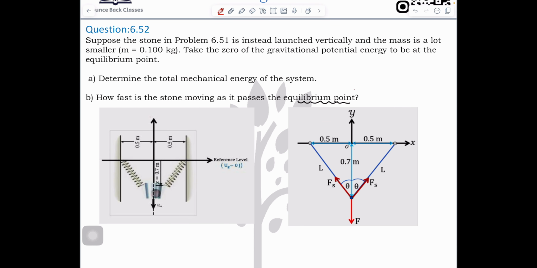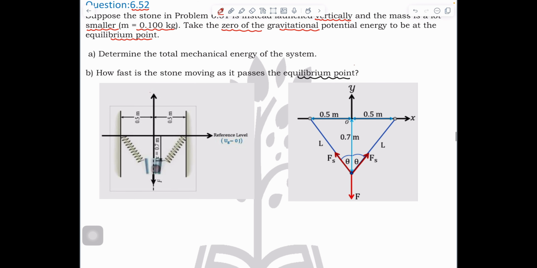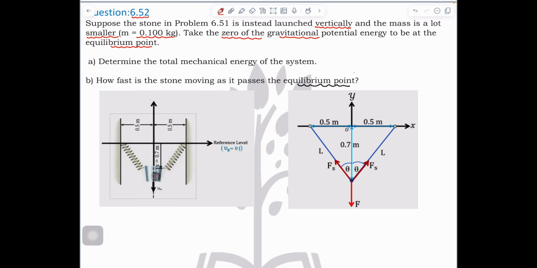Okay, now question number 2. 6.52. Suppose the stone in problem 6.51 is instead launched vertically and the mass is a lot smaller. M is equal to this much. Take the zero of the gravitational potential energy to be at equilibrium position. Okay, there are a few points we need to understand. First thing, let's say question A, determine the total mechanical energy.